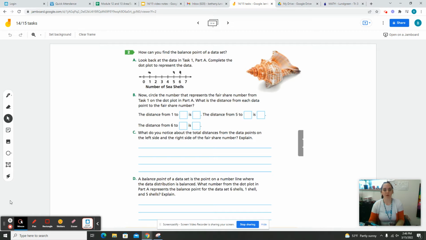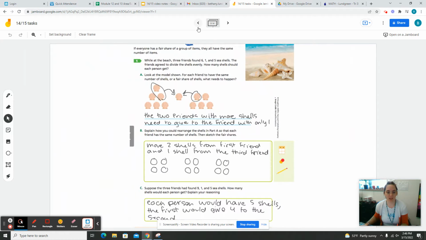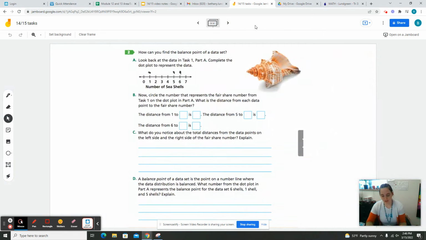Okay, now we're going to do part B. Just now circle the number that represents the fair share number from task 1. So the fair share number from task 1 was, what did we decide? It was 4, right? Yes, so each one would have 4. That was our fair share number. So let's circle our fair share number on here.